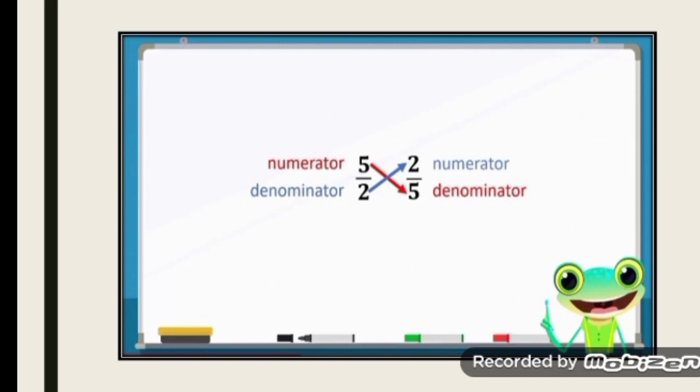In simple words, you can say that if we have to find the reciprocal of a rational number, we will interchange numerator and denominator. You can see that here 5 by 2 is a rational number. We will change denominator to the numerator and numerator to the denominator. Similarly, we can find reciprocal of any rational number by interchanging the numerator and denominator.